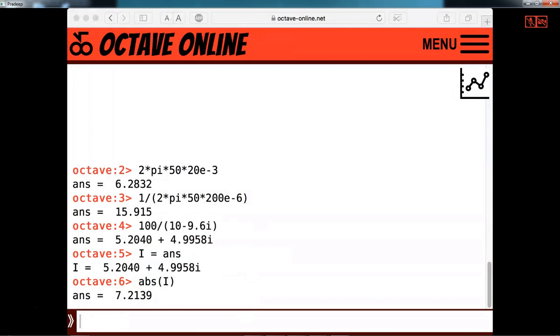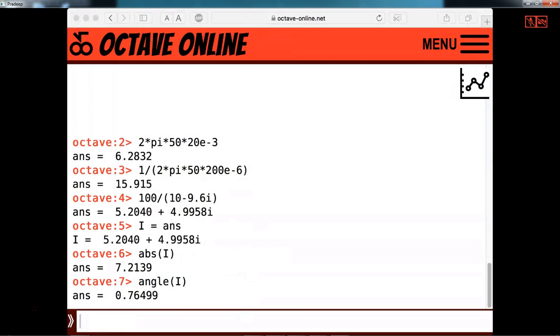Similarly, I want to calculate the angle of I. So when I give the command angle of I, it will be displayed in terms of radians. So we are getting 0.7499 radians. This radians I can convert into degrees. So how to convert into degrees? As I said, just use the factor 180 by pi. That is what I am going to write in the command prompt now.